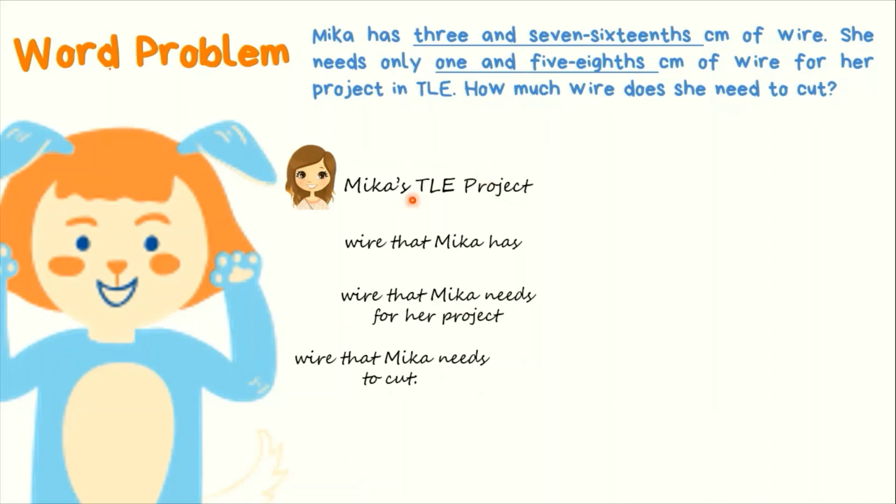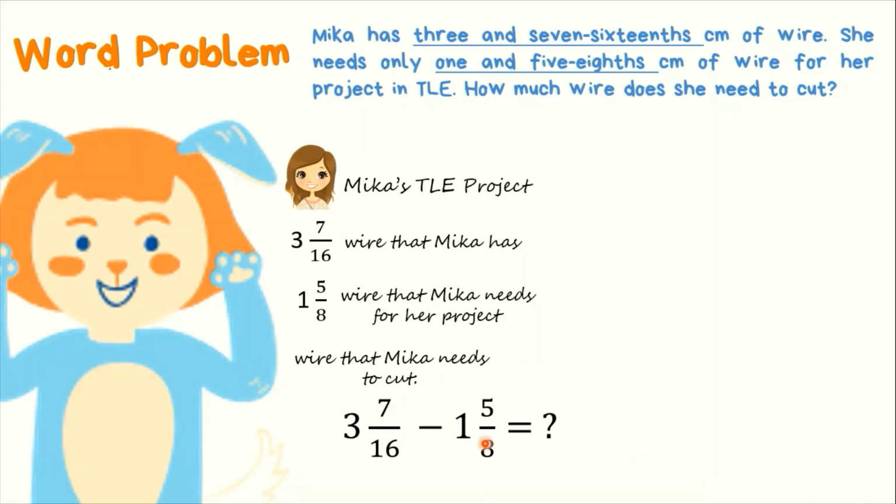Ito si Mika at ang kanyang TLE project. According to the word problem, si Mika raw ay may 3 7/16 centimeter ng wire. Pero ang kailangan niya lang ay 1 5/8. Therefore, ang tanong ay, ilang centimeters ng wire ang kailangan putulin ni Mika from 3 7/16 dahil ang kailangan niya lang talaga ay 1 5/8. We will be using subtraction as our operation. Ibabawas natin yung 1 5/8 kay 3 7/16.